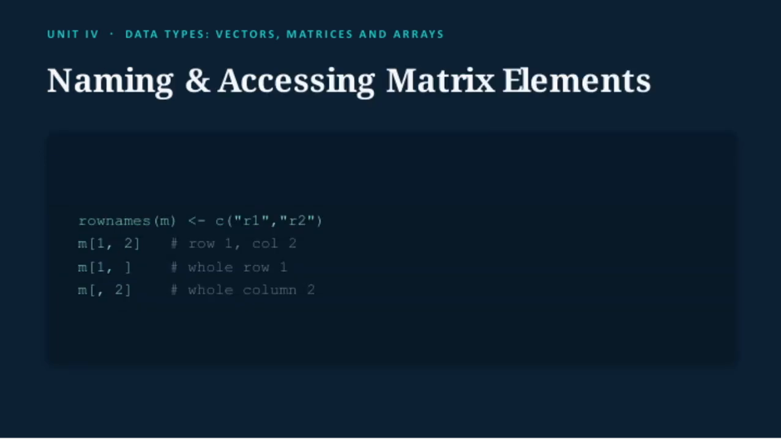This gives us a clear, structured grid of data to work with. Let's talk about naming and accessing elements in a matrix. Here, we assign names to the rows, R1 and R2, to make referencing easier. To get a specific element, like the one in row 1, column 2, we use square brackets with those positions. If we want the entire first row, we leave the column blank. Similarly, to get a whole column, we leave the row blank. This way, we can quickly pull out exactly what we need from the matrix.